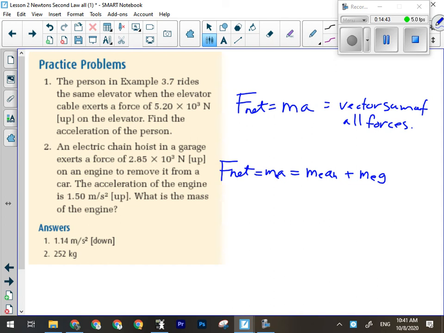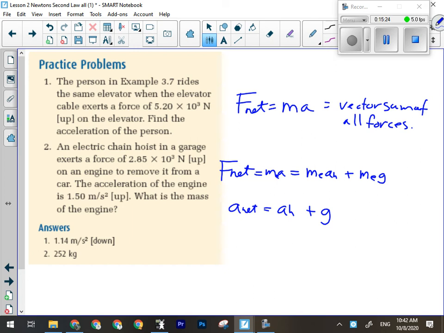What is in every term? M. Yeah. The mass of the engine is in every one of these terms. In math, if you have the same variable in every term, its effect is the same on every term. What can you do with it? You can take it out. So essentially, what we're saying here is it's no longer the net force, it's the net acceleration equals the acceleration that the hoist could produce plus the acceleration due to gravity.